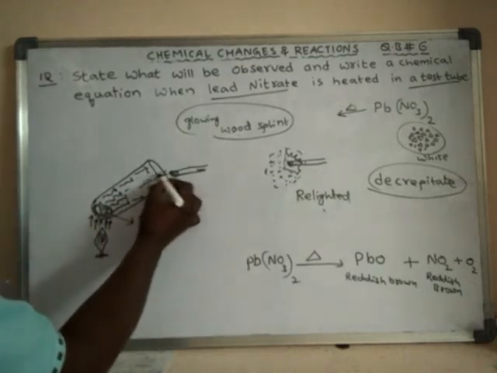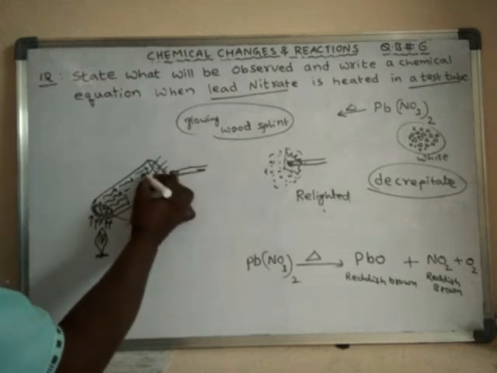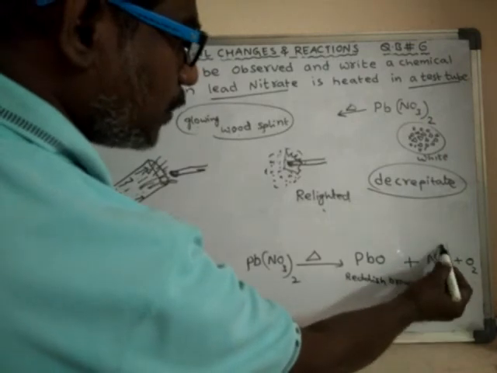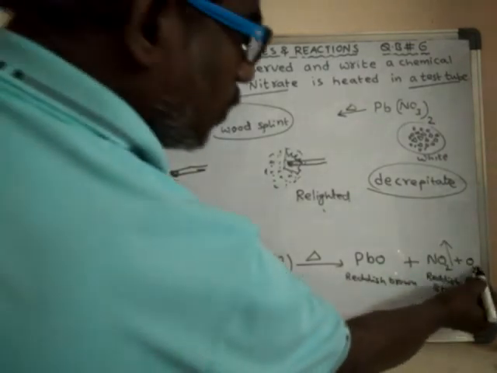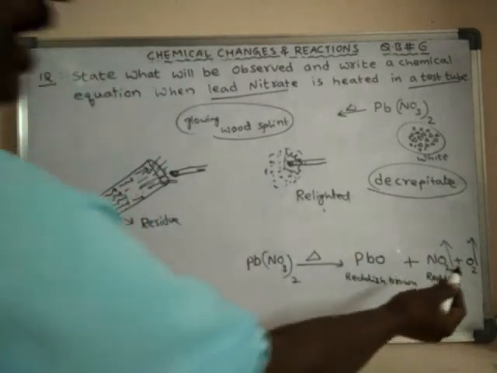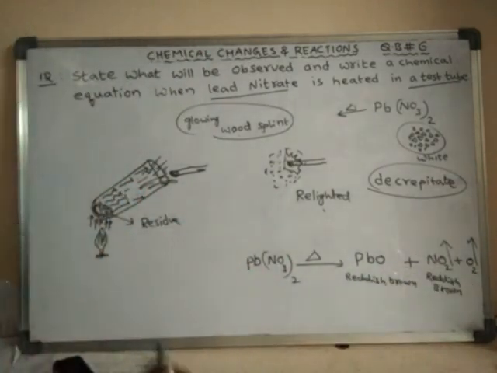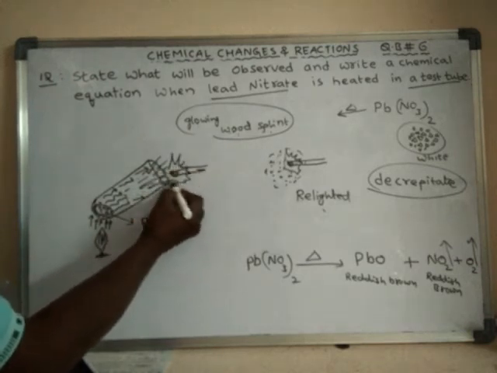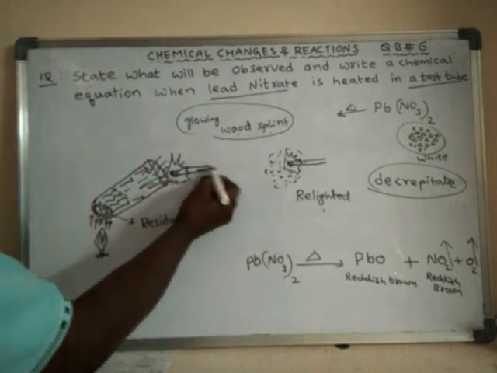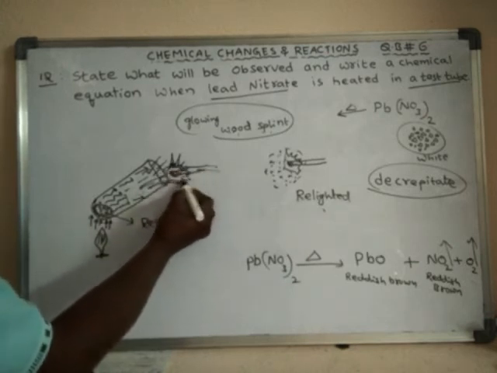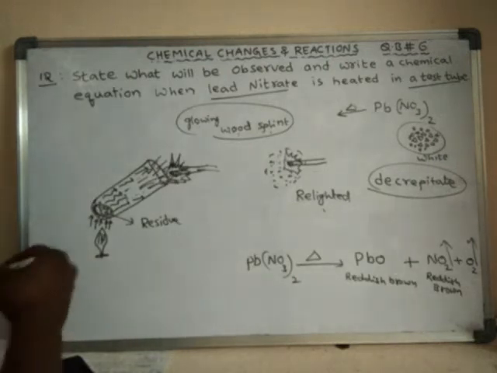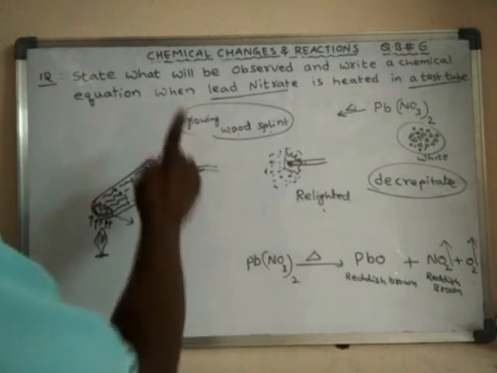These gases are evolved from the test tube. What are the gases evolving here? Nitrogen dioxide gas is evolving, and even oxygen gas is also evolving. As oxygen gas is also present in this, the glowing wood splint will relight. That means it catches flame and produces flame by relighting. The gas which relights a glowing wood splint is said to be oxygen gas.